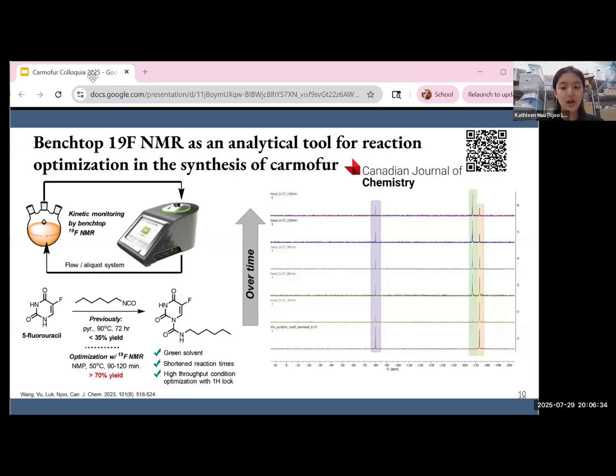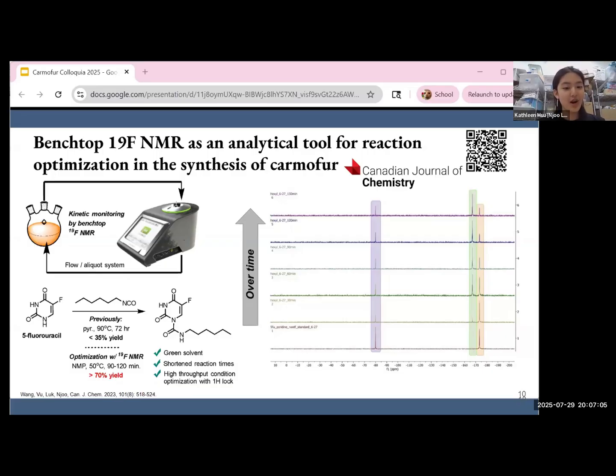They utilized benchtop 19F NMR, which provided real-time quantification of the relative reaction rates. Through this analytical method, they were able to identify a much more scalable reaction condition that utilized a greener solvent, NMP, and had a 90-minute reaction time, while still having greater than 70% yield. Their spectacular work was published in the Canadian Journal of Chemistry in 2023. The citation can be found on the bottom left corner, and there's also a QR code on the top right corner, so please check it out if you're interested.